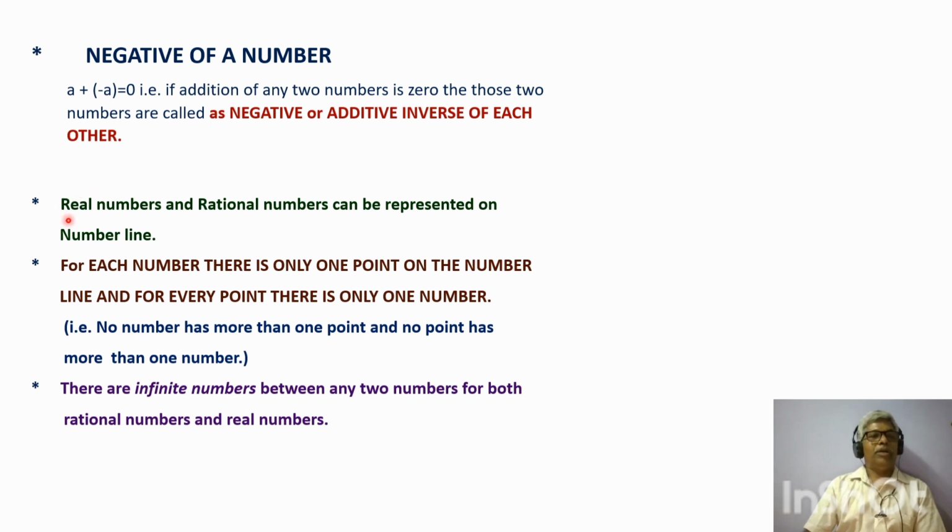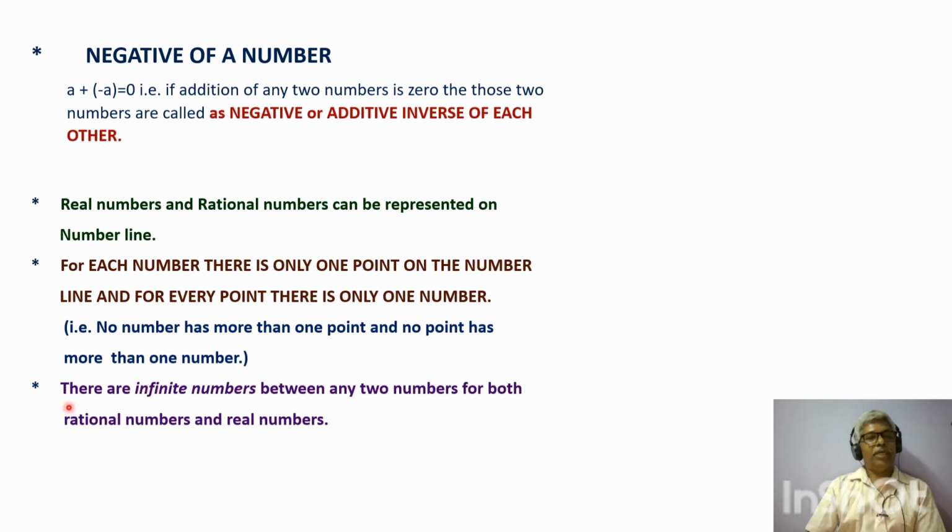Another property, real numbers and rational numbers can be represented on the number line. This is one of the properties. Another property, for each number there is only one point on the number line, and for every point there is only one number. That is, no number has more than one point and no point has more than one number.